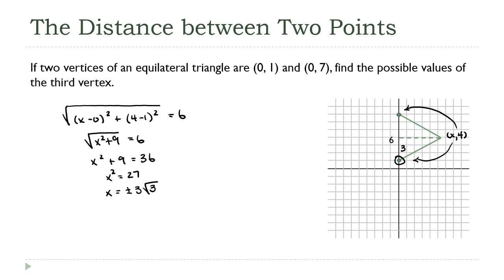Yes, we did come up with two answers. There's going to be a point over here in the first quadrant, and there's going to be a corresponding point over here in the second quadrant. So the answer to the question here, find the possible coordinates of the third vertex, is going to be plus or minus 3 square root of 3, comma 4.